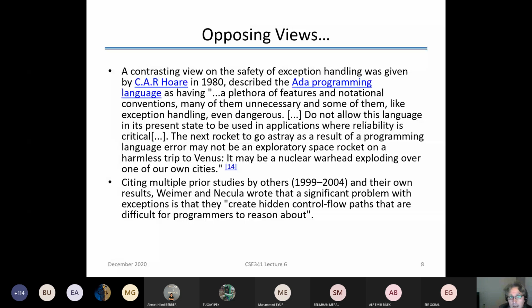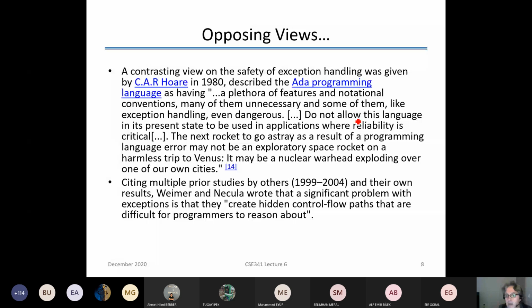I'm going to read this one. It says, okay, many unnecessary features for exception handling. He finds exception handling very, very dangerous. He says, do not allow this language in its present state to be used in applications where reliability is critical. Why is reliability critical here? Because if you are terminating, I need to actually know when it is going to terminate. I need to find out all these conditions that can terminate, and I need to find a solution for what that termination means and how I continue, right?